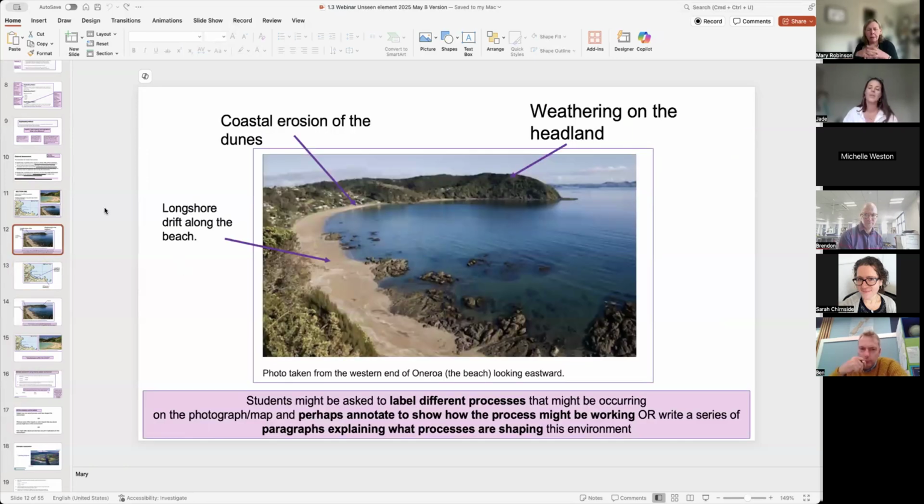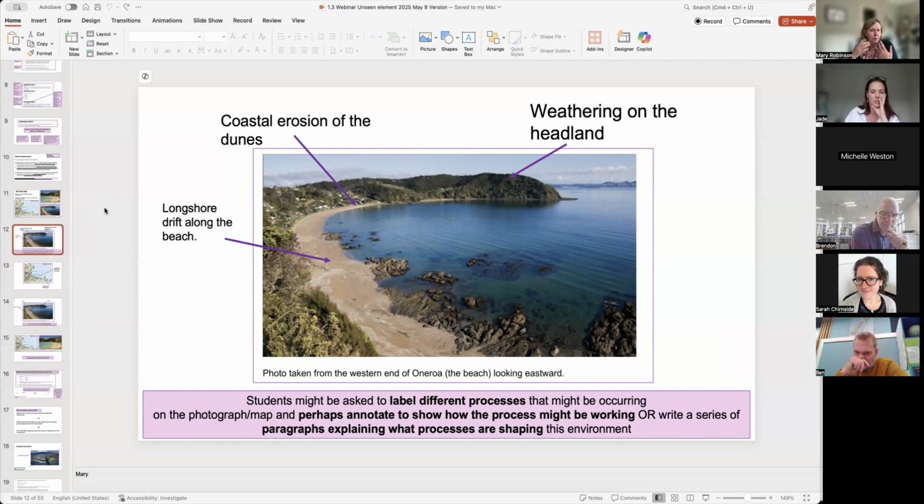So students might be asked to label some different processes that might be occurring on the photograph or map. So for example, on here, I might have been able to locate some longshore drift along the beach, or perhaps there might be weathering on the headland, or maybe there's coastal erosion of the dunes. They might annotate them to show how the process might be working, or they might have to write a paragraph to explain how those processes are shaping in a very general way, and we'll touch on that in a moment.